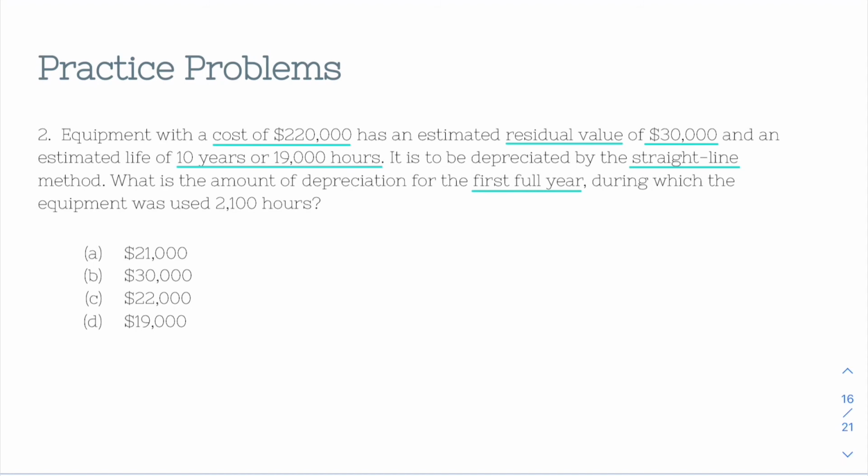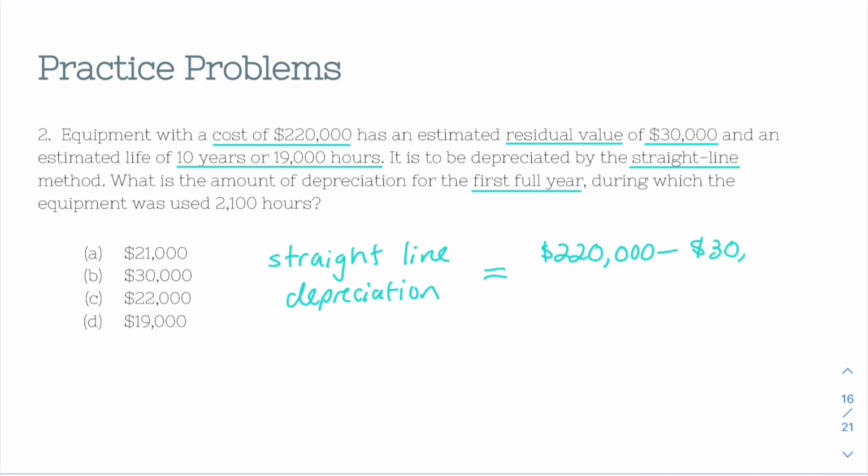So, for the straight line method, our depreciation is going to be our initial cost, so $220,000, minus the residual value of $30,000, divided by the number of years of estimated useful life, and that is 10 years.